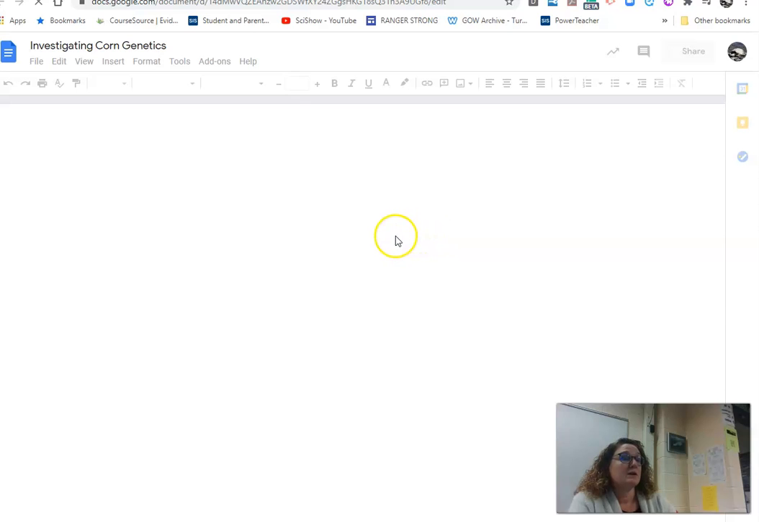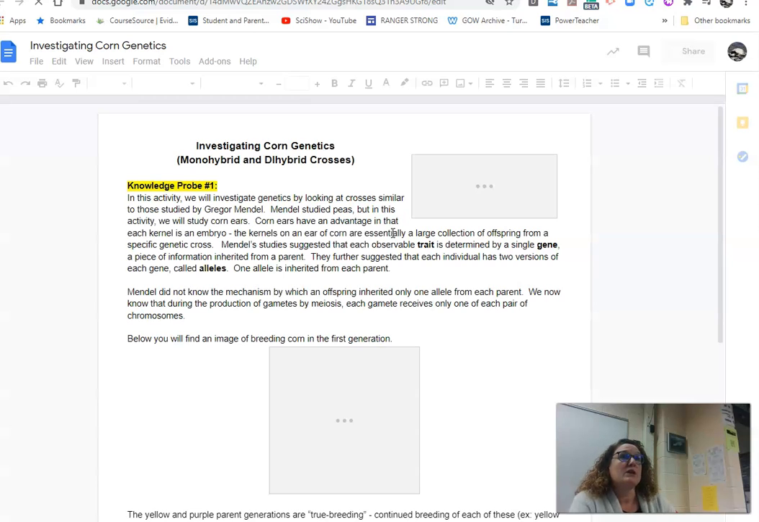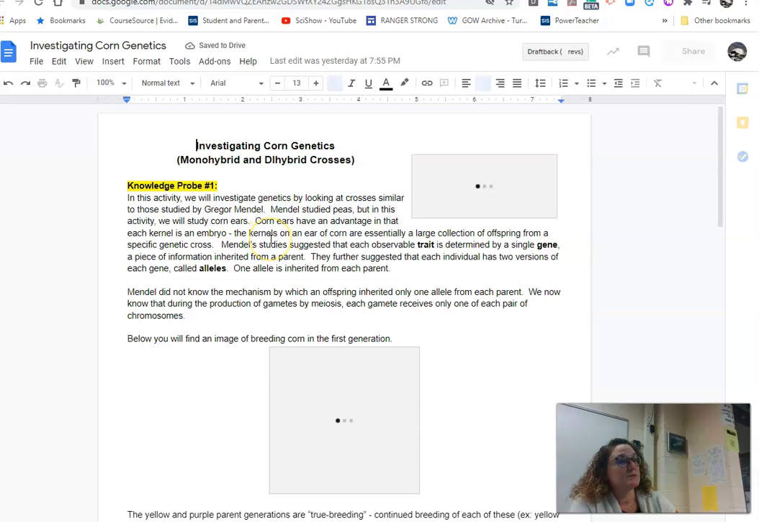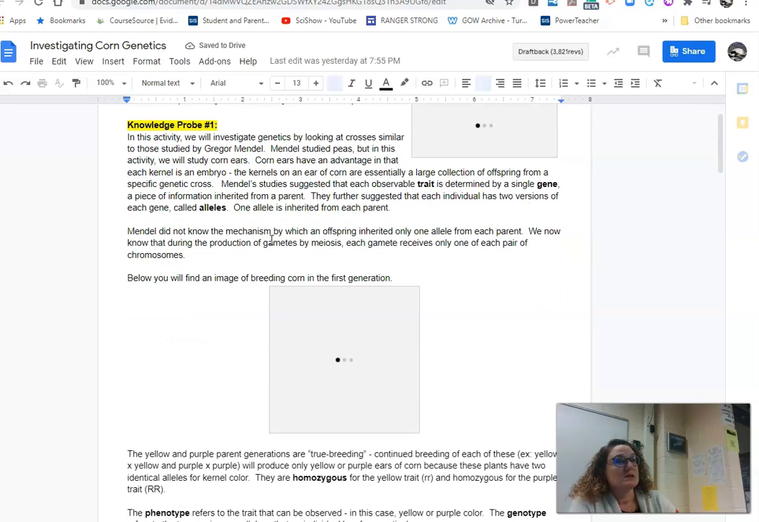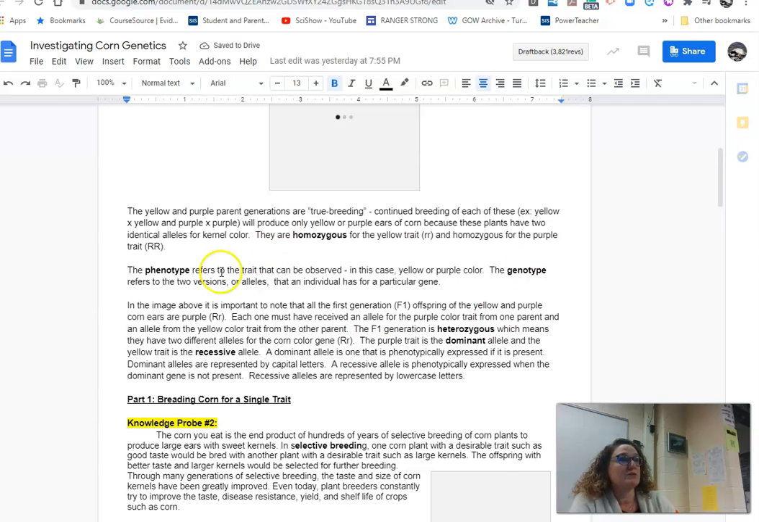And then there is some reading in here. So I would probably just do this instead of reading through the textbook for these knowledge probes. But that's kind of up to you. But this is an assignment. So you'll scroll through, read through this, become comfortable with the vocabulary because all of your questions are going to have that vocabulary in it, so it's important that you understand it.